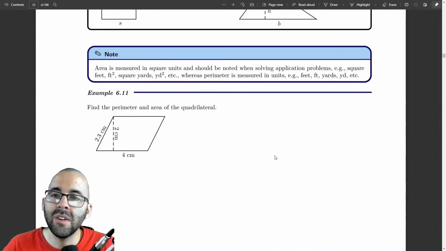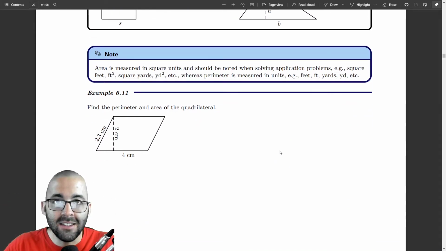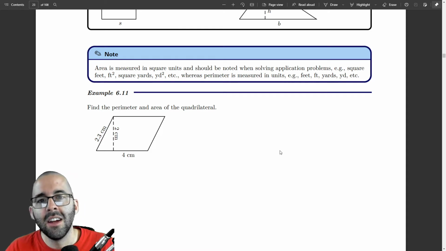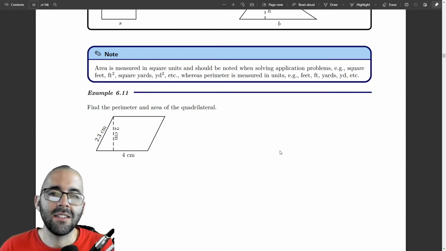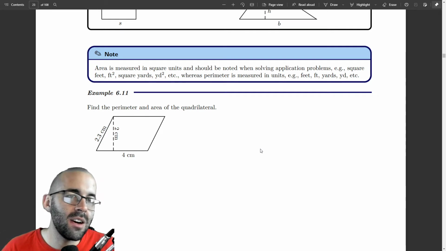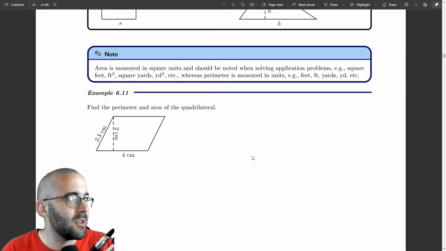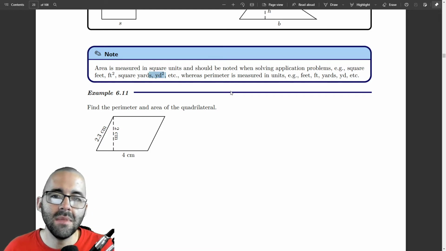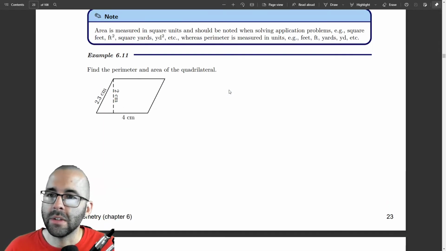So a note on your units. If you're talking about a distance, perimeter is kind of a length. It is a length. Lengths have just normal units like feet, yards, inches, meters, kilometers. But area is going to have that squared. So feet squared, yards squared, miles squared, kilometers squared, etc. Make sure to write it this way. In your homework, units are important.